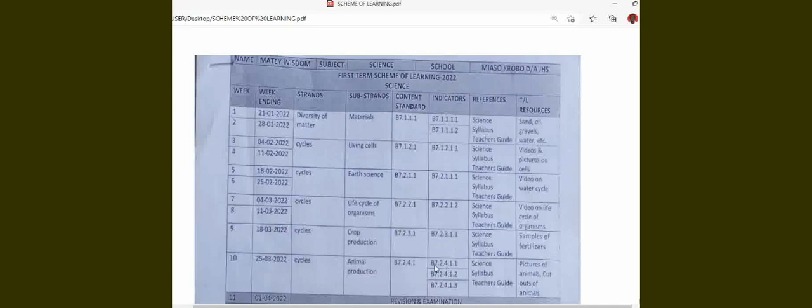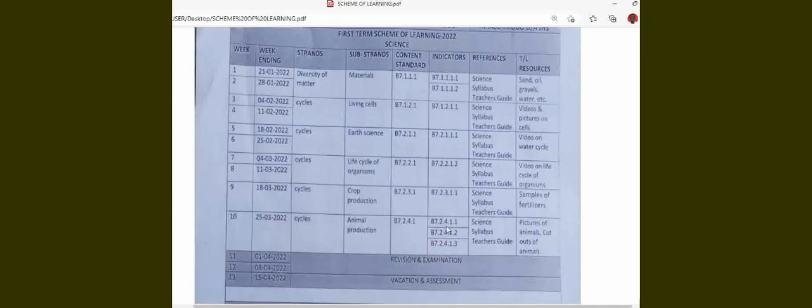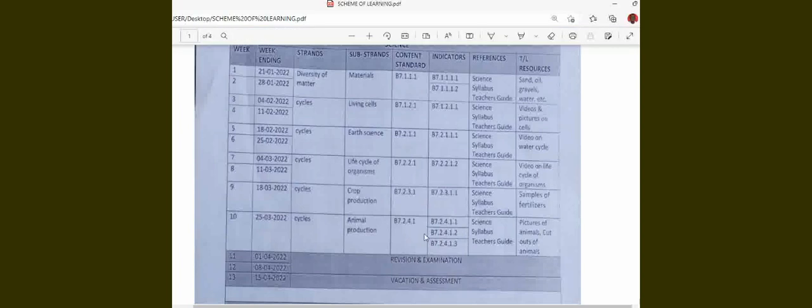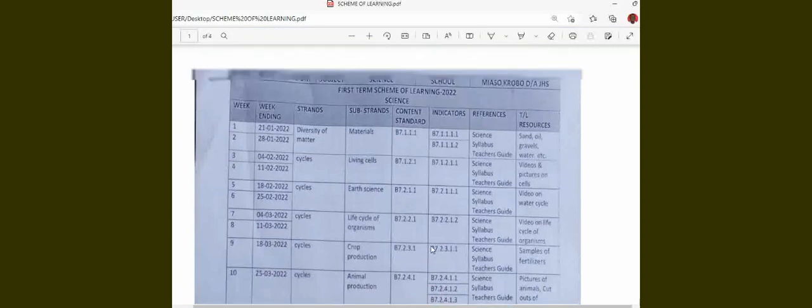So let's look at the 10th week. B7 is the class, and these two stand for the strand and the substrand, then the content standard and indicator 1. So under animal production, we are going to treat indicator 1, but using that same content standard, we are going to treat another indicator 2. Using that same content standard, we are going to treat another indicator 3.